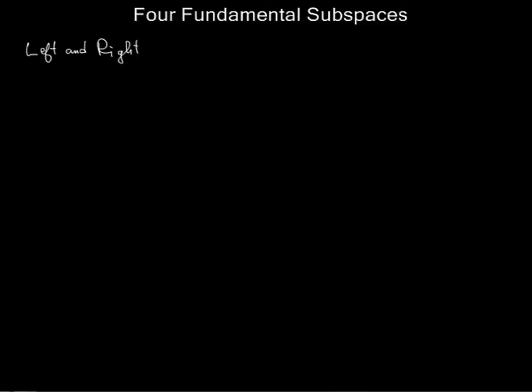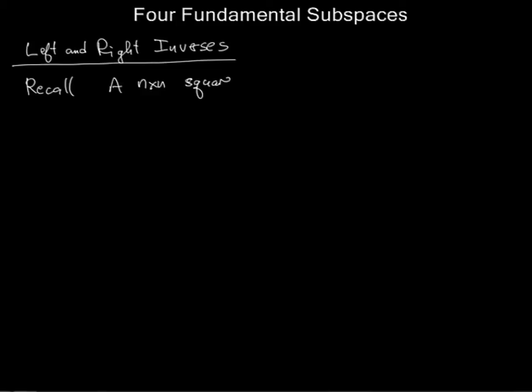Okay, we're going to go on and talk next about left and right inverses of matrices. So let me remind you about inverses. So let's do the square case first. Suppose you have an n by n matrix. So it's a map from Rn to Rn. And the inverse is a map going the other direction.